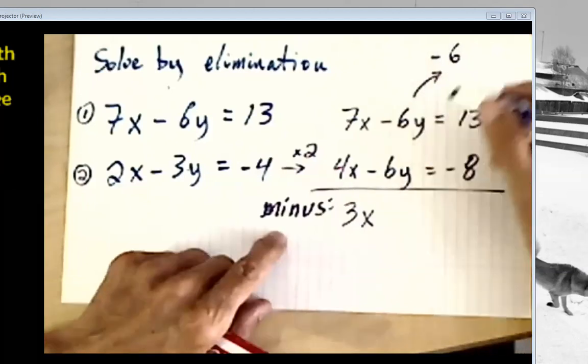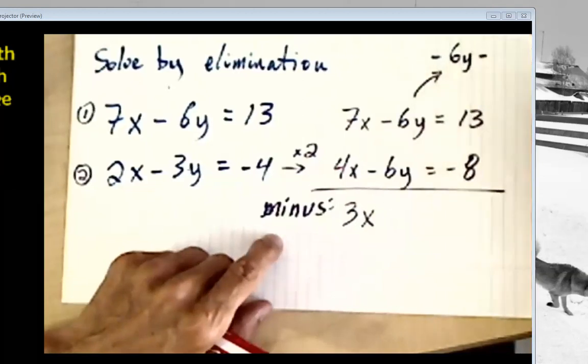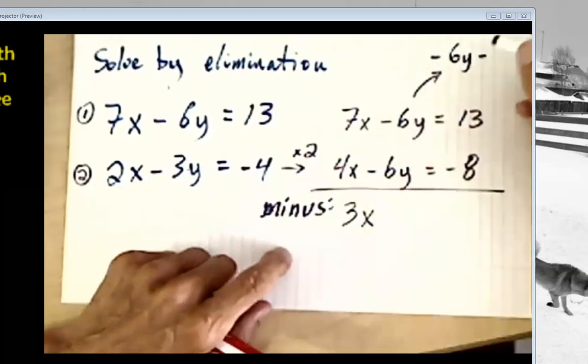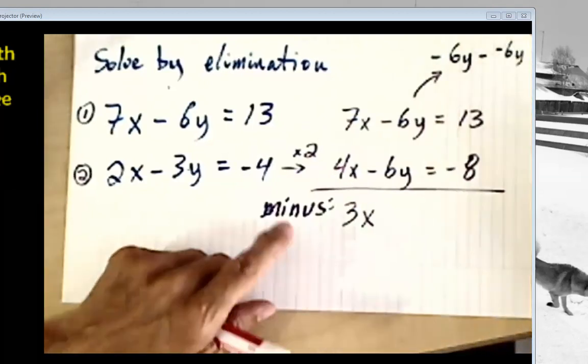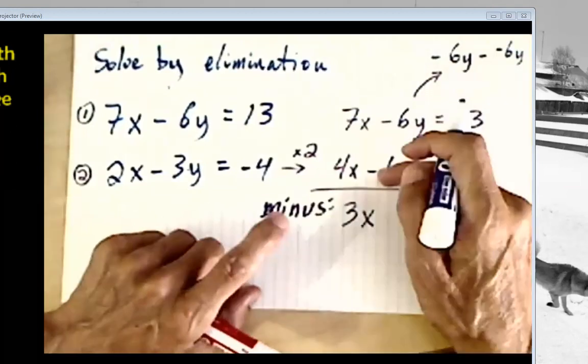Now we're going to minus, I'll say minus 6y. And then we're going to minus 6y now. Okay, this is what I'm saying. When the signs are the same, you subtract.